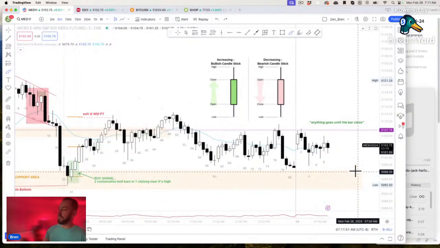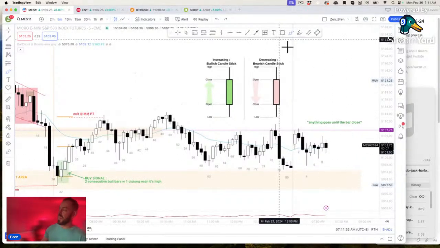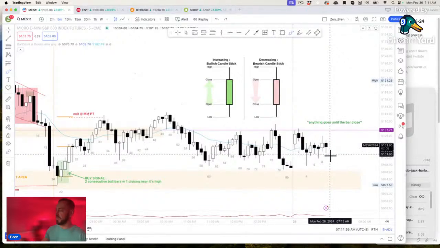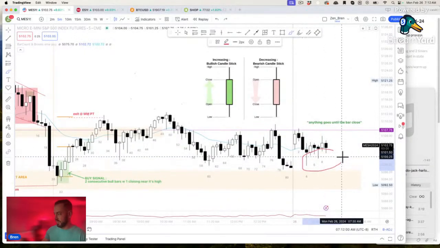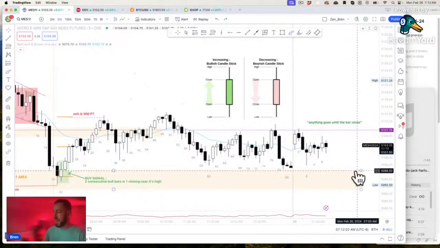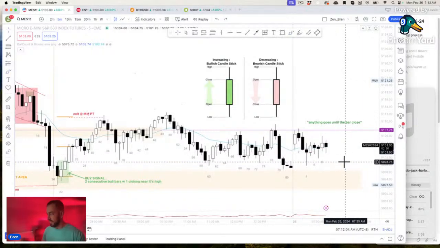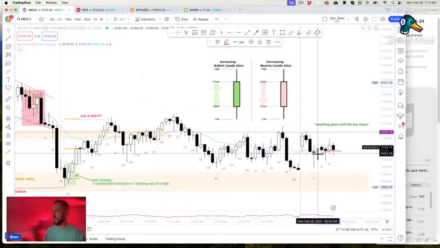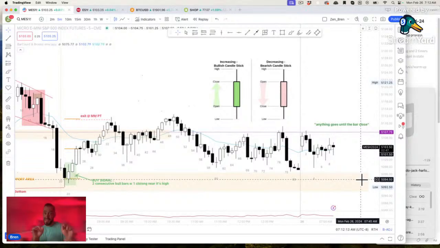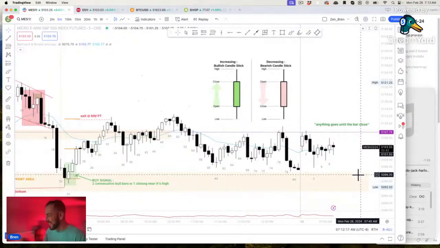Okay, so you guys see this? That's buying pressure. So the bulls are like, not happening. The bulls are like, I call it a fuck you candle.